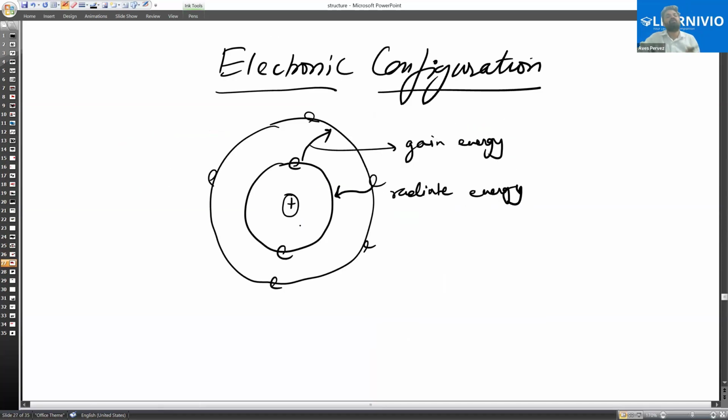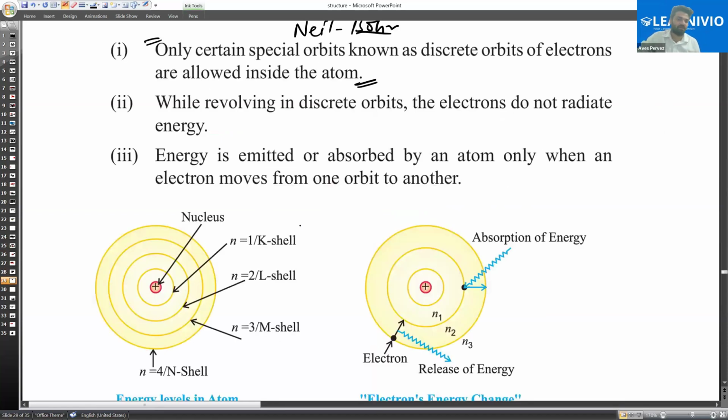Because now we know that electrons revolve in particular orbits around the nucleus, but Rutherford was not able to explain that.